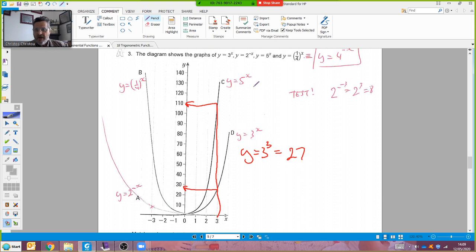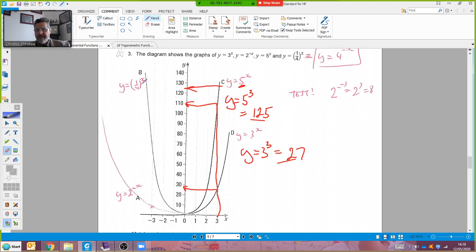Y equals 5 to the power of x. Does anyone know what 5 to the power of 3 is? Yes, it's 125. So do you see, for the same x value, 3 to the power of 3 doesn't go as far up as 5 to the power of 3. Now, of course, that should be bang on, roughly 125 based upon the maths. But you see, for the same x value, the graph with the bigger value before you power up accelerates really quickly, so to speak, which is why that has to be 5 to the power of x as opposed to 3 to the power of x.